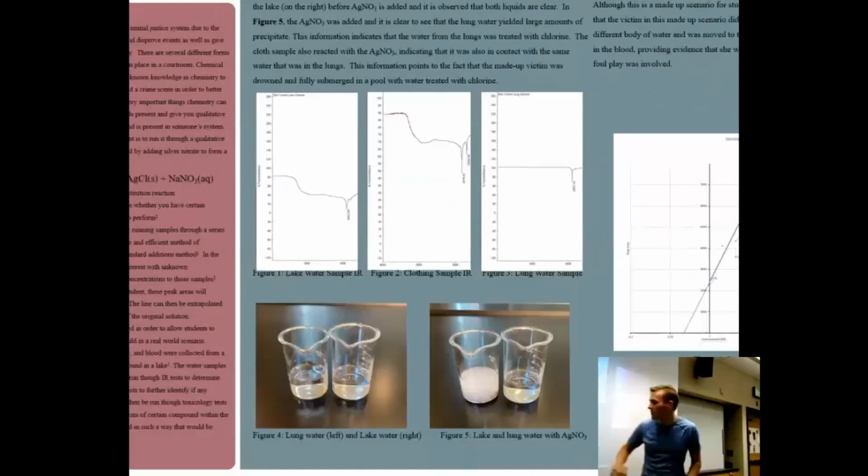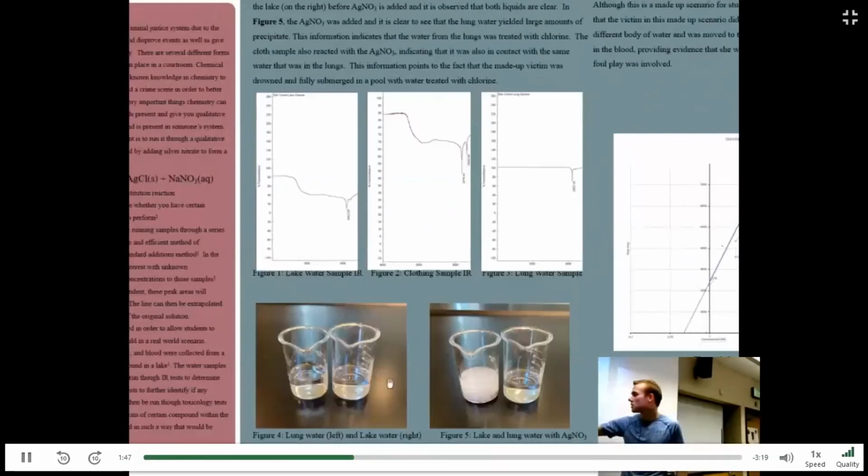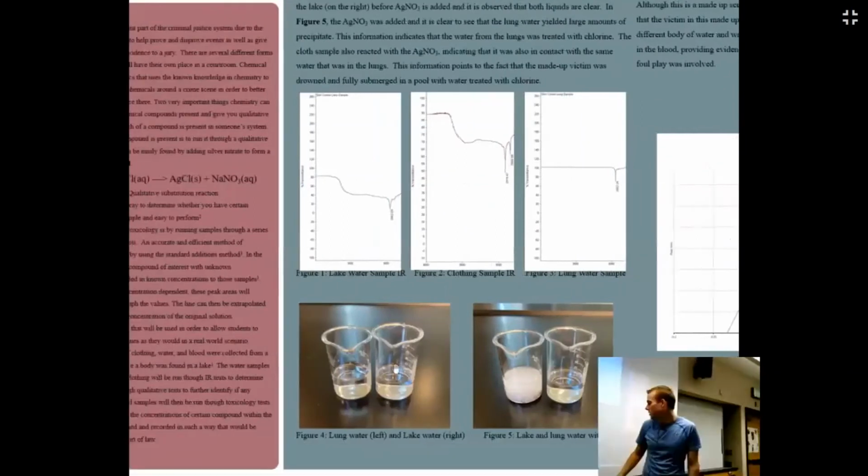So in this figure here with the 2 beakers, there are the clear samples. We have the one on the left, which is the lung water, and the one on the right, which is the lake water. They're both clear without anything in them, but once we add the silver nitrate, you'll see that the one on the left, the lung water, turns all cloudy, which shows that there was chlorine present in the water.